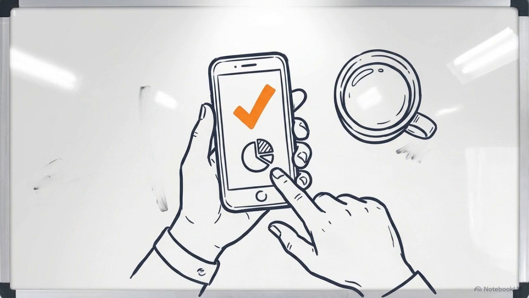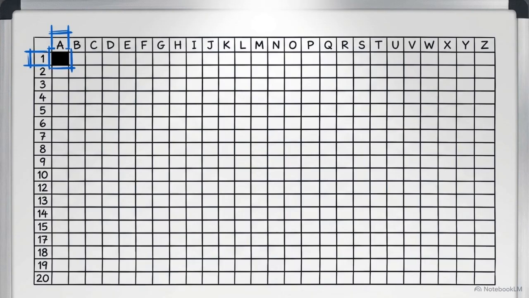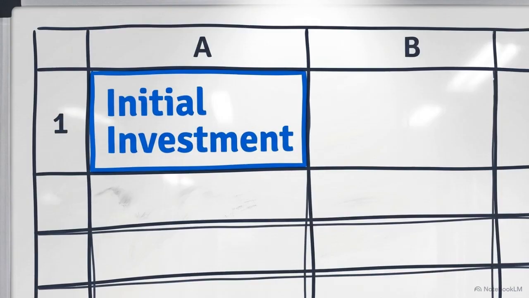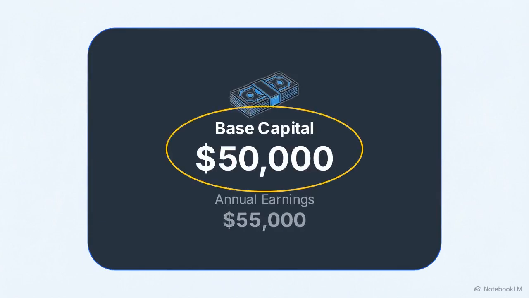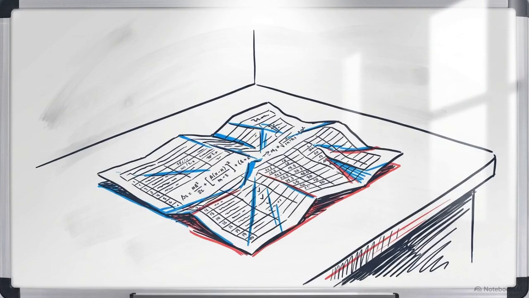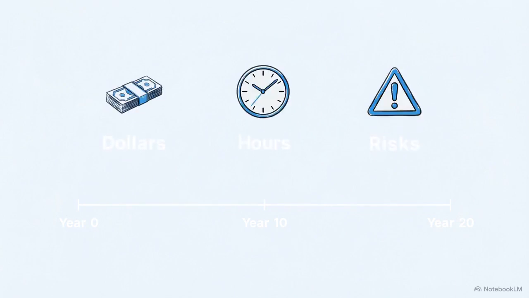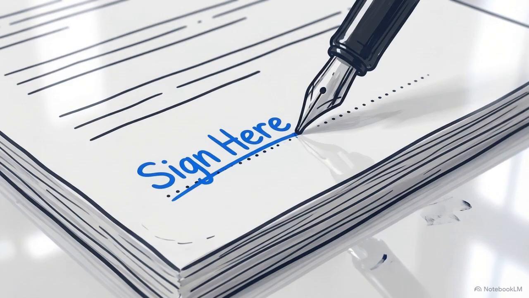fits your actual lifestyle. Step 1 is to gather your materials. Grab a blank spreadsheet or a piece of paper and write down a starting capital amount. For this baseline test, we will use $50,000 saved, assuming an annual income of $55,000. Skipping this personalized mathematical stress test is the real financial trap. Making a 10 or 20-year commitment requires mapping out the actual dollars, hours, and risks involved before you sign a mortgage or a brokerage agreement.